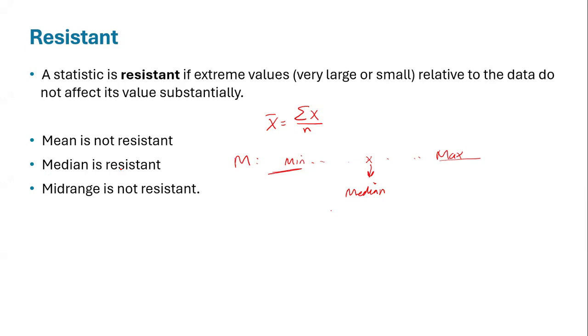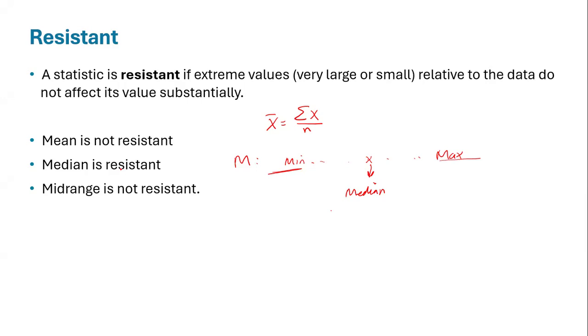The mode: for the mode, we can also say that it is resistant, because a small number or a very big number may not change the mode, because the mode only looks at the data that has the most frequency.